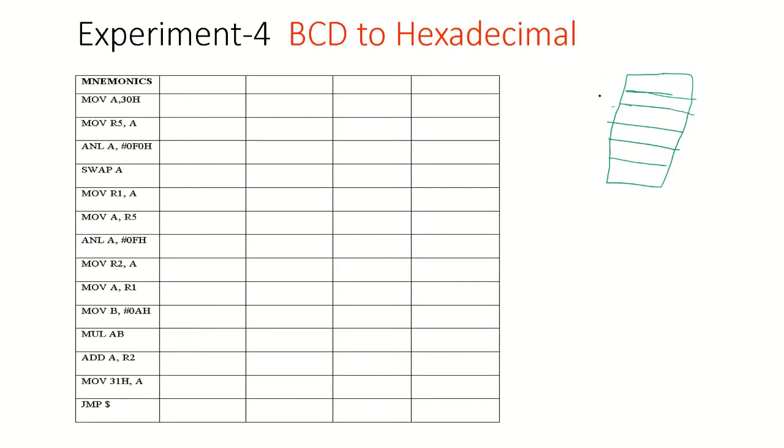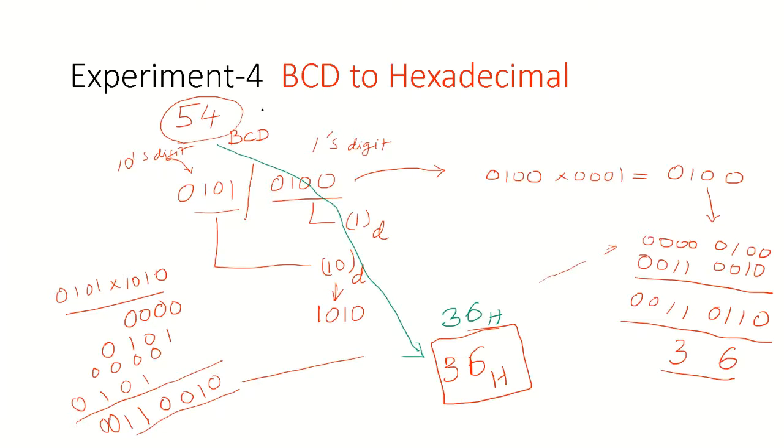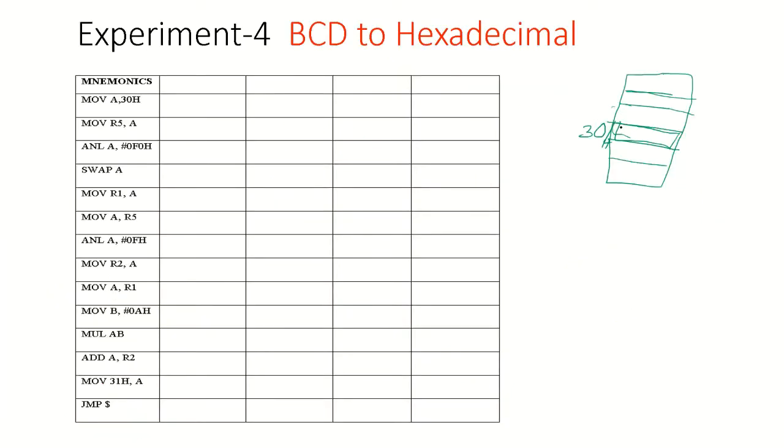So this is 30, for example. This is 30, which is the address of this particular location. Now this is the memory where the BCD number is stored. For example, in the previous example, what is the BCD number you have taken? 54. This 54 is stored here. It won't be stored as a 54 here.